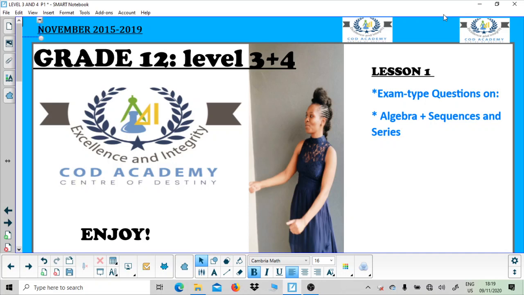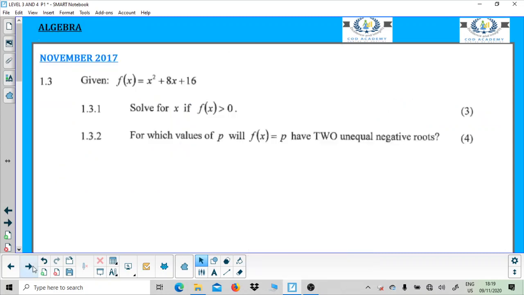Okay, students, we are going to do those questions that are mostly level 3 and level 4 from 2015 to 2019, the ones that were difficult in those years. So I hope you're ready. I can see that some of us are pretty ready for this. So let's get started. We already want to start with the algebra part of things. And we had question 1.3.